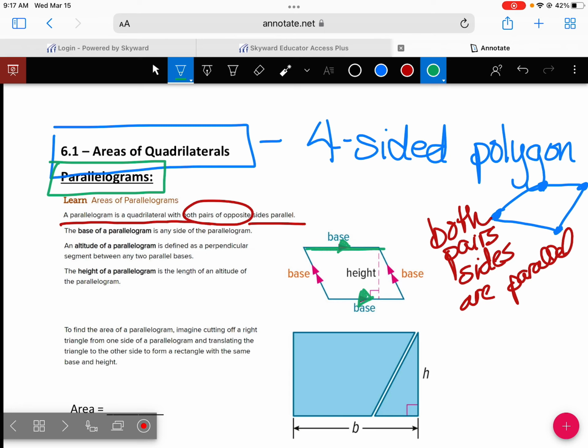So the two bases here are parallel. That means they do not intersect. They look like a pair of L's. Get it? Parallel, parallels. And they have 2 arrows on the other two sides, and that means those two sides are parallel.